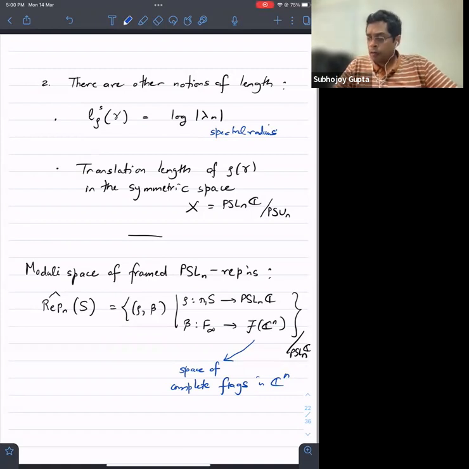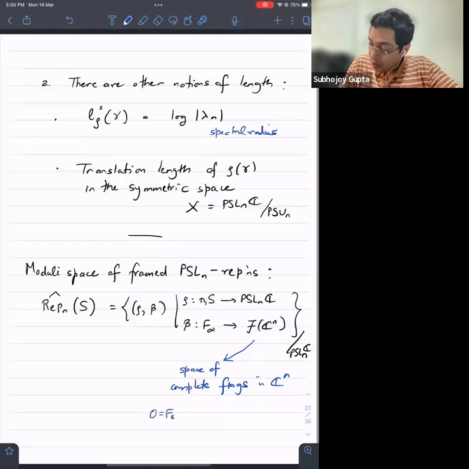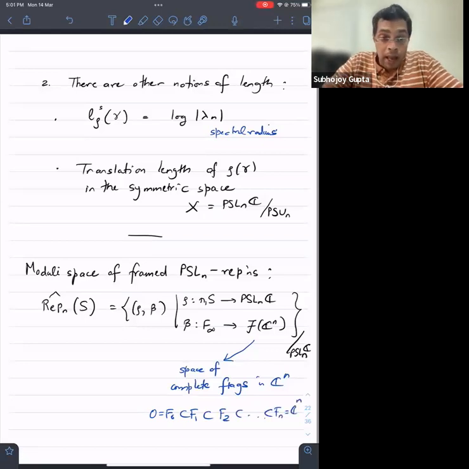And you can also talk of the moduli space of framed PSL_n(C) representations, and this is what I denote by Rep_n. This time, from the theory, you have rho-equivariant maps to the space of complete flags in C^n. You can think of these as increasing subspaces in C^n. And this is some kind of boundary of the symmetric space, right? This may be probably equivalent to the Furstenberg boundary.